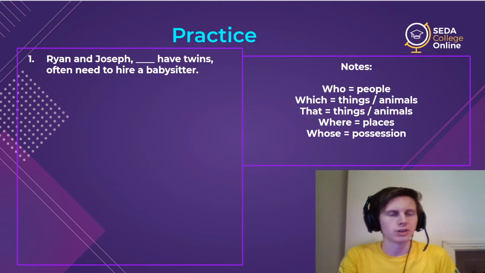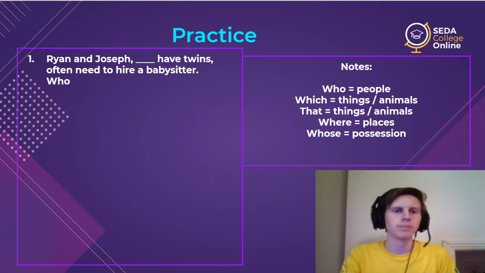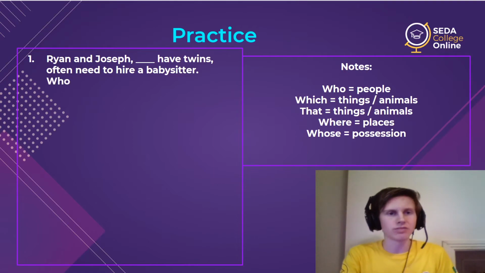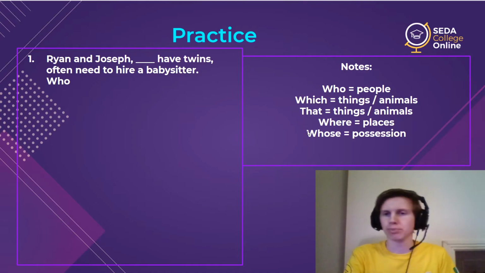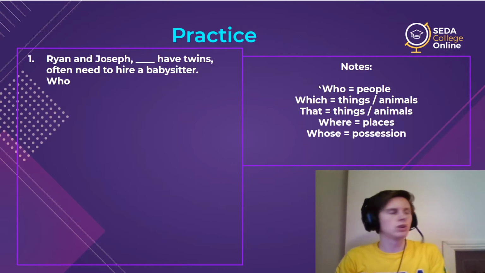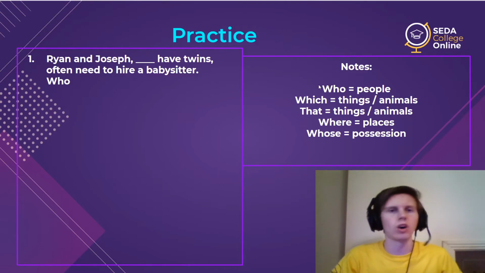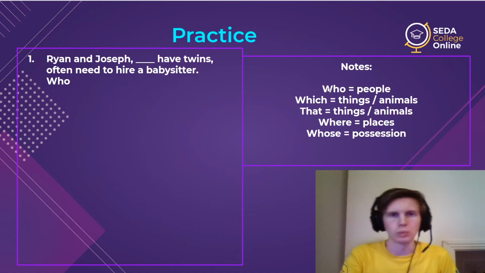So, the correct answer is who. So, be careful, because these are people, and yes, there are two people, but who and whose are not singular and plural. They are not connected. So for one person or every person, all people, we will use who.